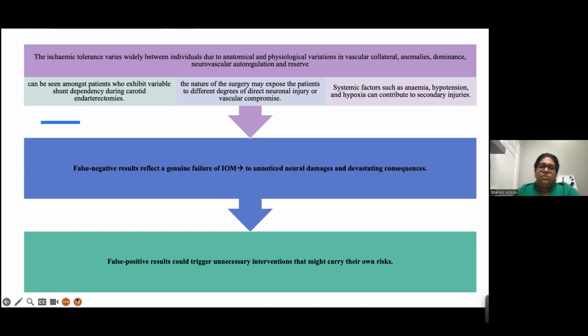False negatives reflect a genuine failure of the intraoperative monitoring, and this leads to unnoticed neural damages and devastating consequences. False positive results could trigger unnecessary intervention that may carry their own risks.